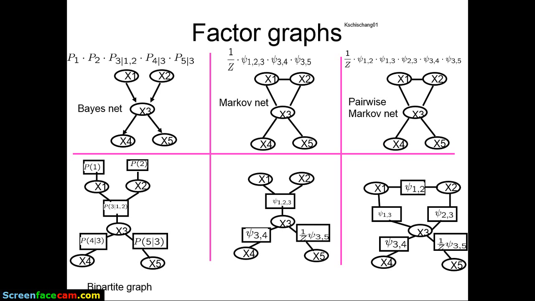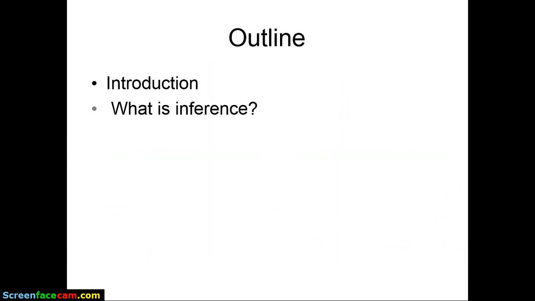And in pairwise Markov network, as we stated earlier, every edge has its own potential. So we have 1 upon Z into psi of 1 2 into psi of 1 3 into psi of 2 3 into psi of 3 4 into psi of 3 5. So we talked about graphical models, and now we will talk about inference.